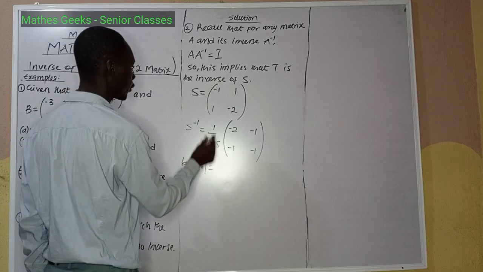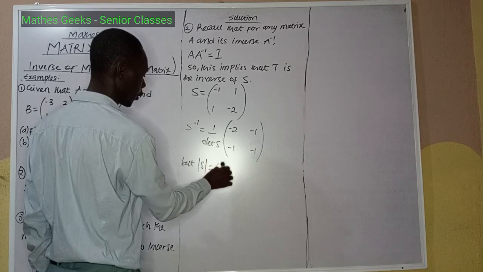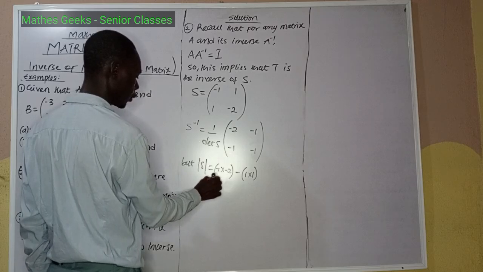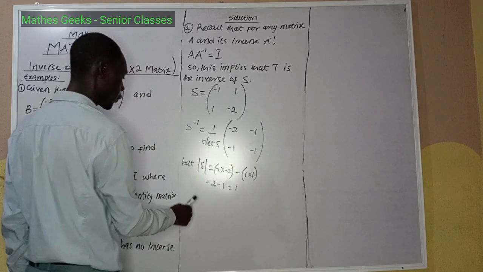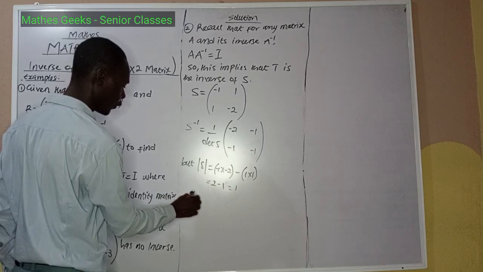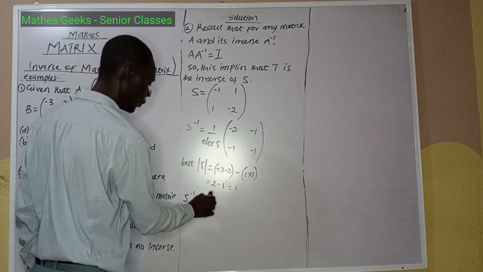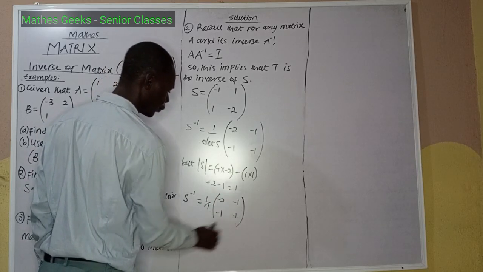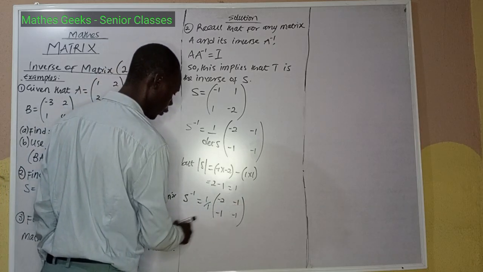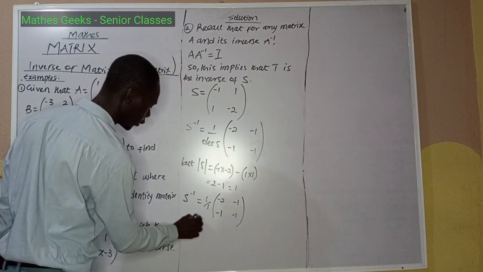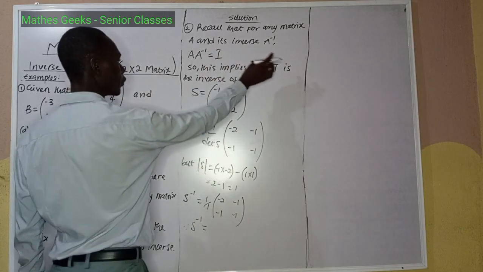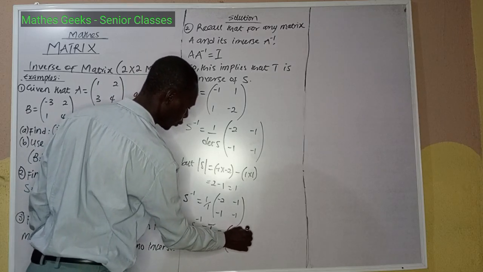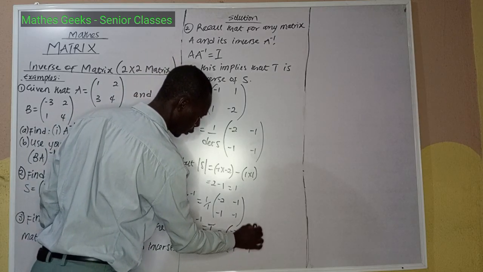The determinant of S is equal to minus 1 times minus 2, minus 1 times 1, which is 2 minus 1, which is equal to 1. S inverse equals 1 over 1 times minus 2, minus 1, minus 1, minus 1. 1 over 1 is equal to 1. So S inverse, which is equal to T, equals minus 2, minus 1, minus 1, minus 1.